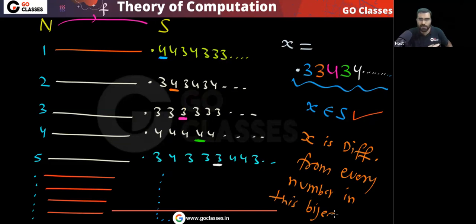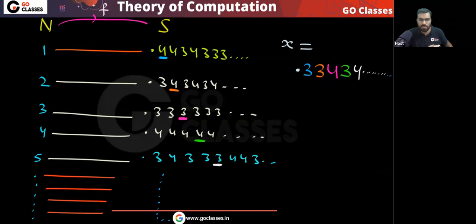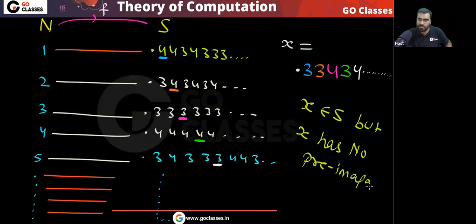Bijection, this x is different from every number. Okay, understood? So what can I say now? You can see x belongs to S, but x is not covered in this bijection. X does not have any pre-image. X belongs to S, but X has no pre-image in this bijection F.